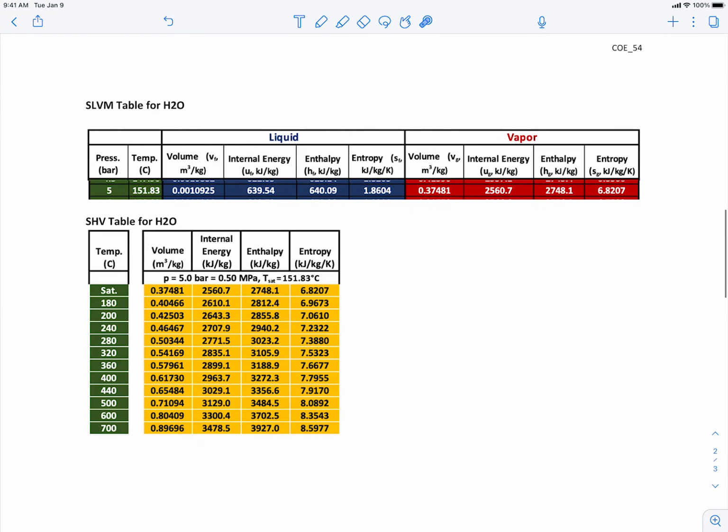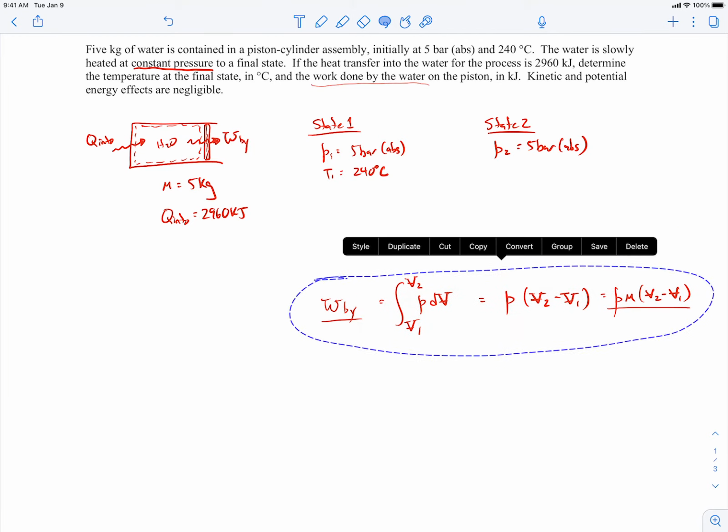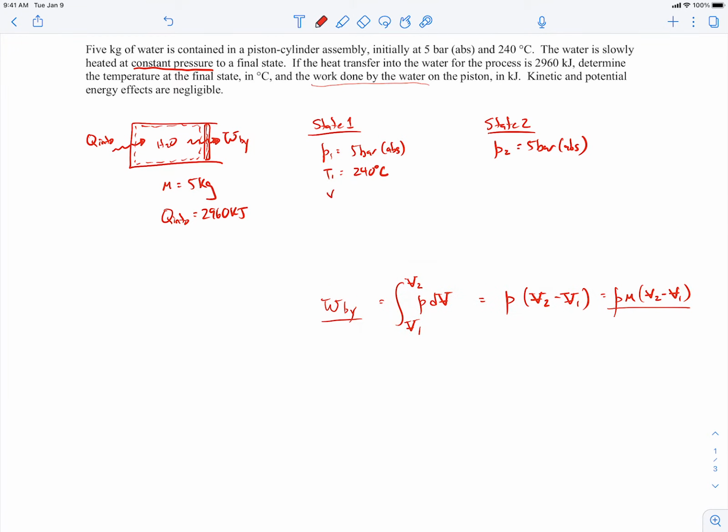So with that in mind, I'm going to go to the superheated vapor table for water at 5 bar. I'm going to look for 240 on here, right there. And then I can get my specific volume and other properties there as well. Okay, so let's go ahead and write those down up at the top. Let me make some space here first. So I know from the superheated vapor table that v1 is 0.46467 cubic meters per kilogram.